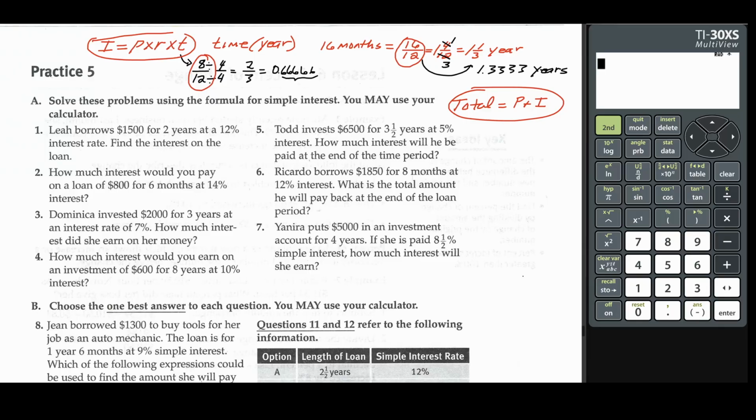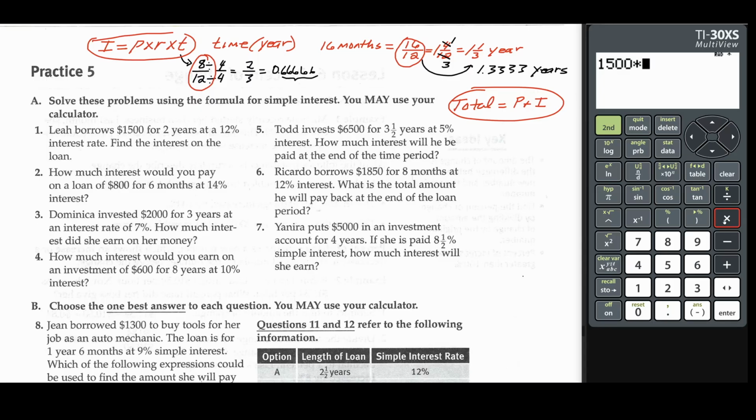Leah borrows $1,500 for 2 years at a 12% interest rate. Find the interest on the loan. So we are going to use this formula. So interest is going to be equal to the 1,500 times the 12% times the 2 years. So on the calculator, we are going to type in 1,500. So clear your screen first, and then type in 1,500.